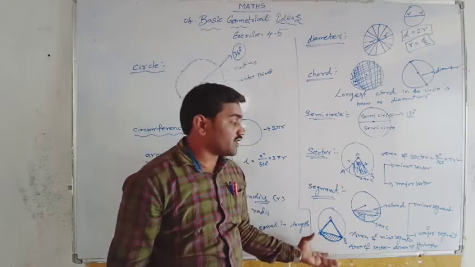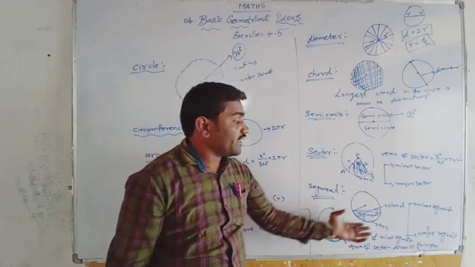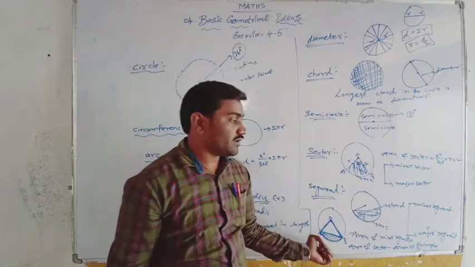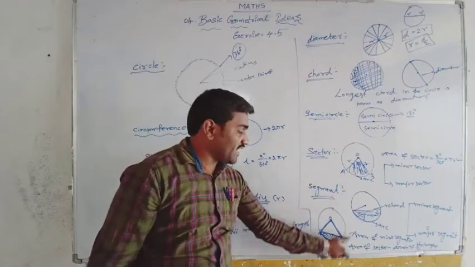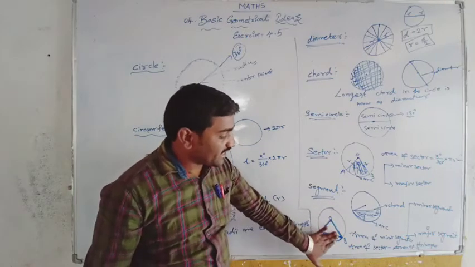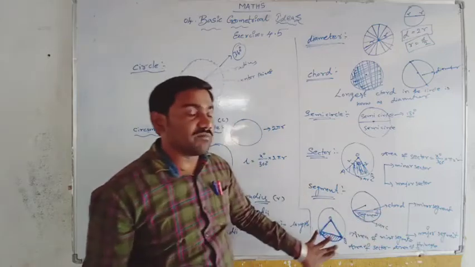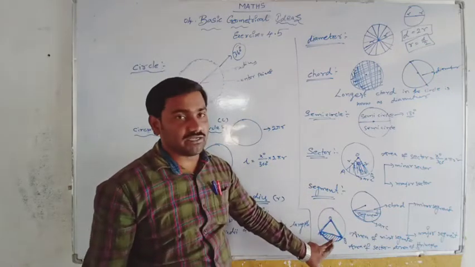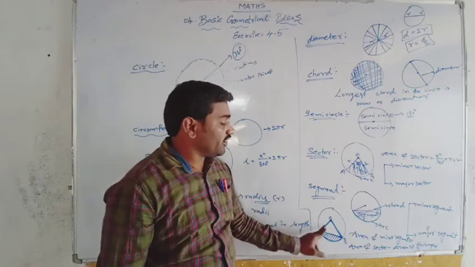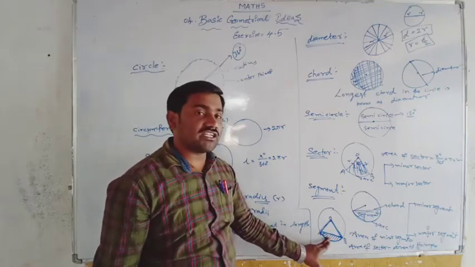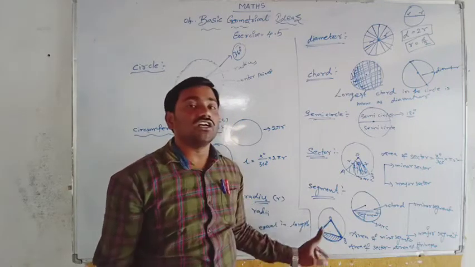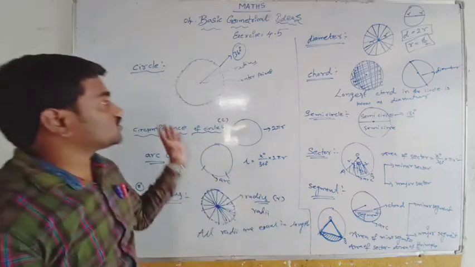Unable to write here because of insufficient place. Major segment formula is area of circle minus area of minor segment. To find the area of the major segment, we must know the area of the minor segment. From the area of the circle, if you subtract the area of the minor segment, you will get the area of the major segment. So I hope you understood all these points.